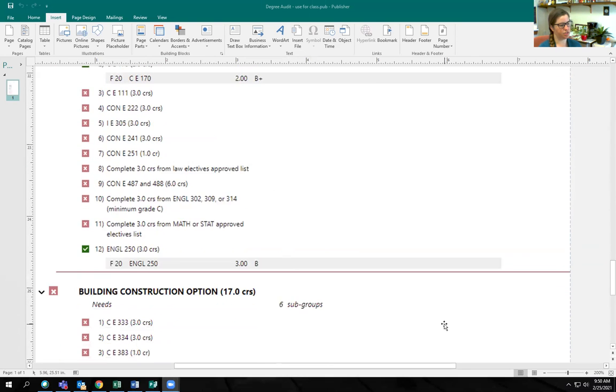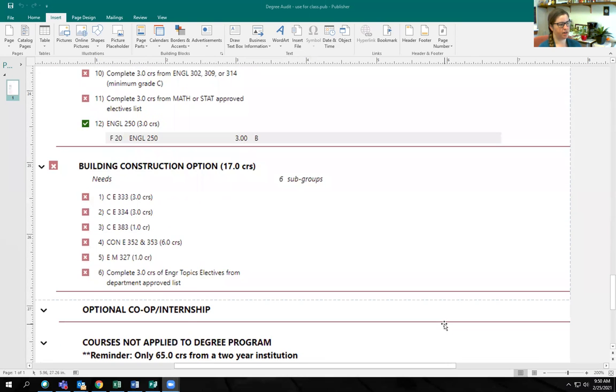And then we get into the option area. So this degree audit is run for a building emphasis. If you haven't picked an emphasis yet, you'll probably just default to building. If you've already picked another emphasis, like heavy highway, mechanical, or electrical, then you would have those courses showing up here. So this is where it really gets different for each of the emphasis areas.